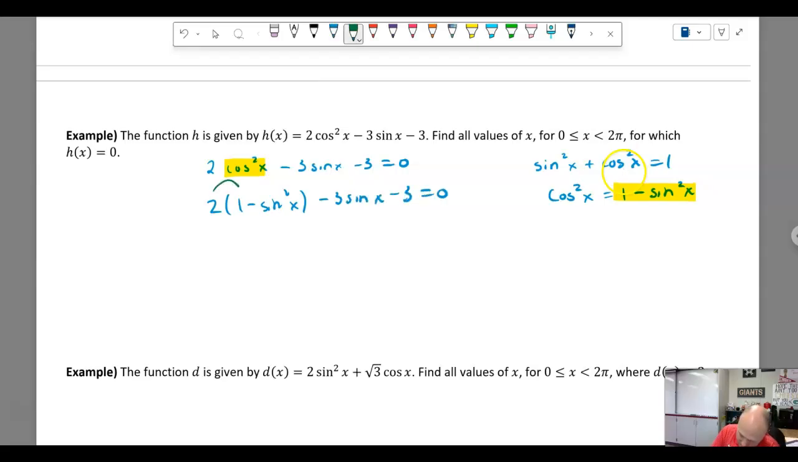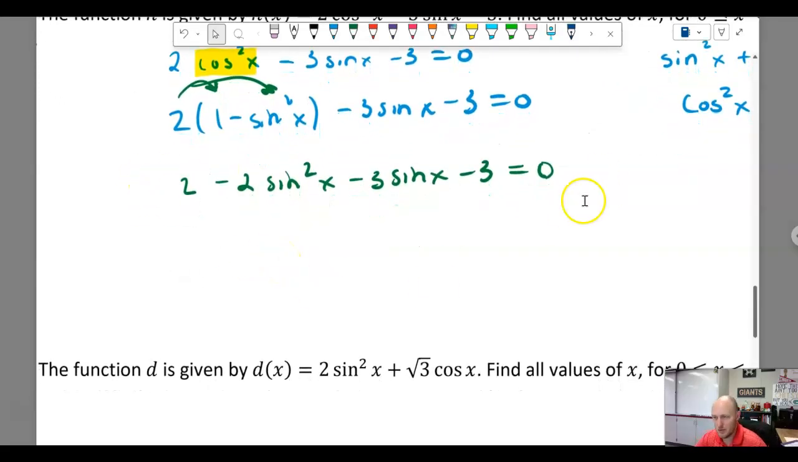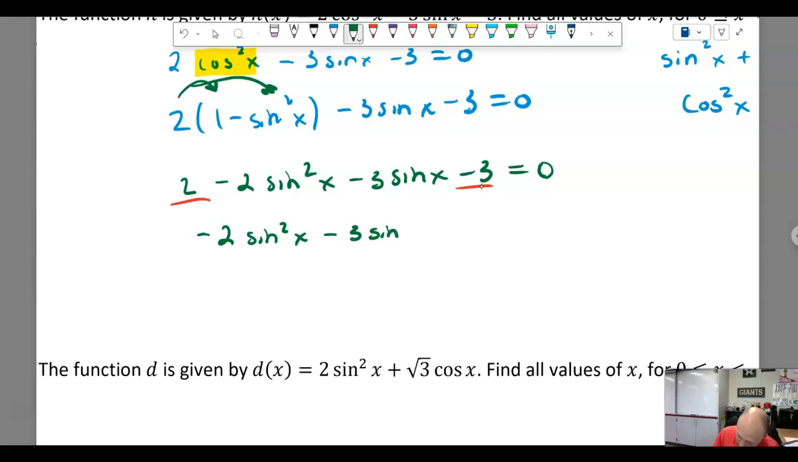And we're going to go ahead and distribute the 2. So I get 2 minus 2 sine squared x minus 3 sine x minus 3 equals 0. Now, you're going to have to combine some like terms. Let's combine some like terms, and then I'll figure out what I want to do. 2 combined with the negative 3 gives me a negative 1. So I get negative 2 sine squared x minus 3 sine x minus 1 equals 0.